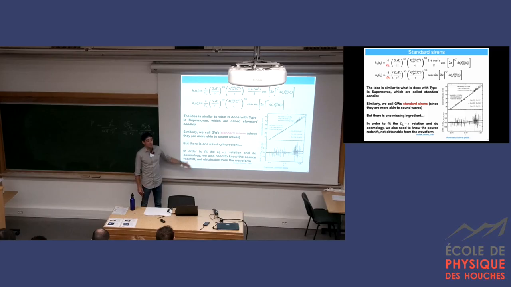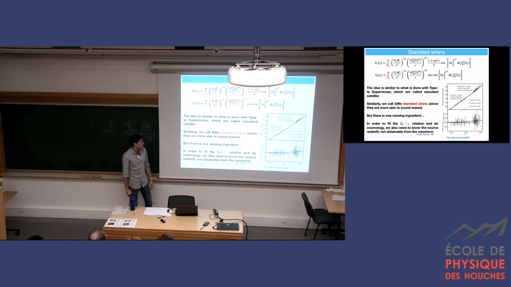These are called standard candles because we are talking about electromagnetic signals. With GWs, we talk about standard sirens, by analogy with sound waves, which is maybe more appropriate because we're not really seeing the gravitational waves. But in order to do this, there is one thing which is missing, which I haven't talked about yet in the way that I need, in order to use the luminosity distance-redshift relation: the redshift.